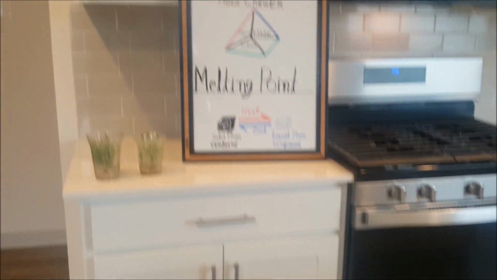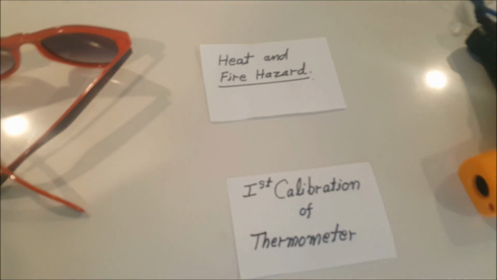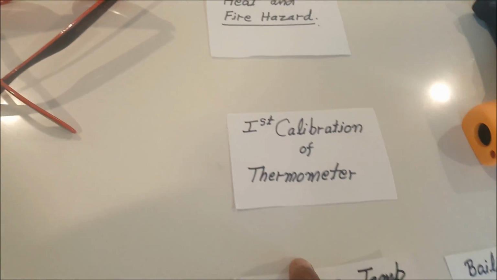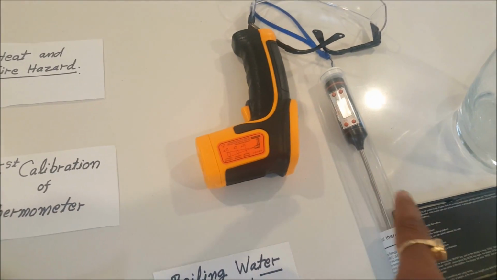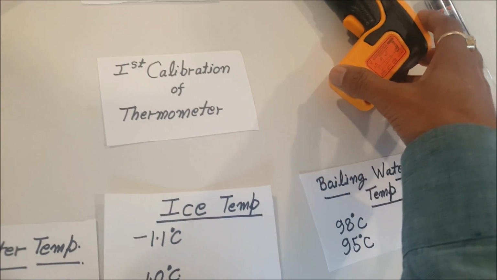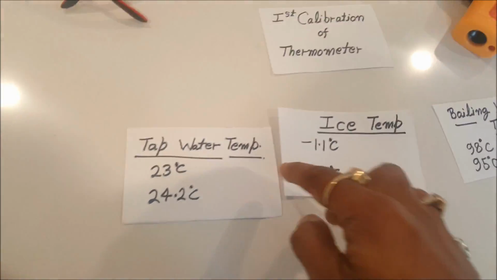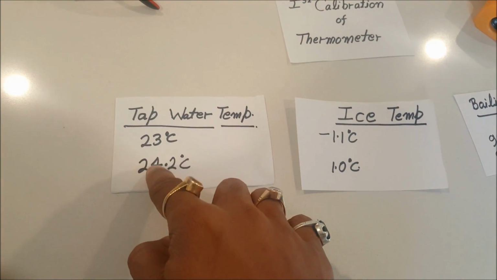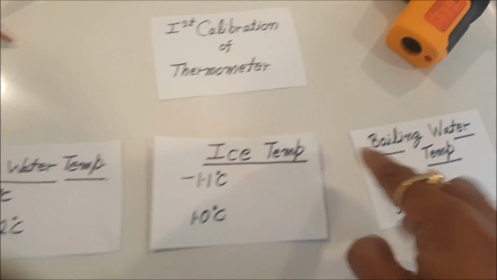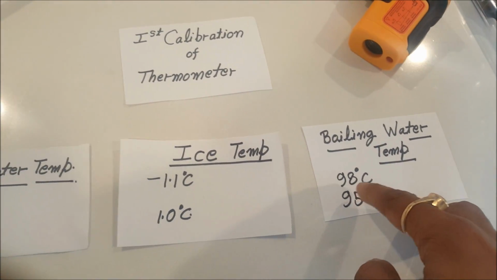So here is the summary of my conclusion. First, make sure that there is a heat and fire hazard, so be careful, and you have to calibrate your thermometer, whatever thermometer you are using. I use these two, but mostly this infrared laser sensor thermometer. So I calibrated them: water at 23 degrees Celsius, ice temperature was measuring -1, which was correct, and boiling water temperature was 98 degrees Celsius.